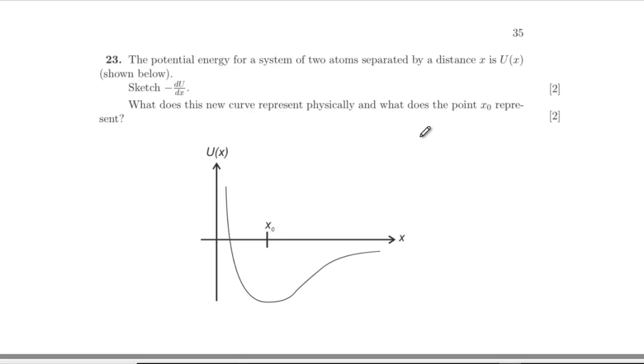Right, the potential energy for a system of two atoms separated by distance x is U of x shown below. Sketch the negative of dU/dx. What does this new curve represent physically, and what does the point x0 represent? Right, okay, so this is one of these ones that once you've done a physics degree, you know what this is going to look like, which gives you something of an edge on this.